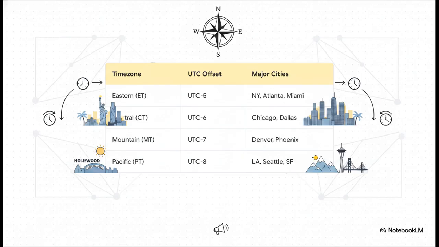Now, as you move west across the country, you subtract hours. So Central Time is 1 hour behind Eastern, Mountain Time is 2 hours behind, and Pacific Time, out there in LA, is 3 full hours behind Eastern. You've really got to internalize this math.